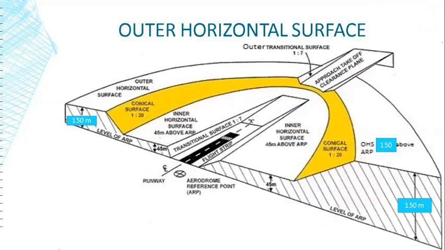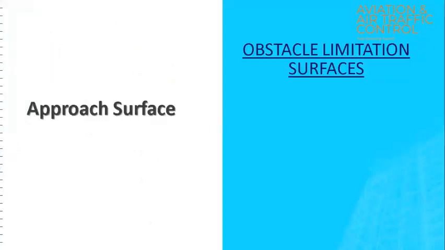So we have covered the transitional surface with slope 1:7, then the inner horizontal surface, a flat surface at a height of 45 meters above the aerodrome reference point, then the conical surface with slope 1:20 and height of 105 meters. This conical surface will meet upward with the outer horizontal surface. The outer horizontal surface is again a flat surface like the inner horizontal surface, and its height is 150 meters above the elevation, that is the level, of the aerodrome reference point.